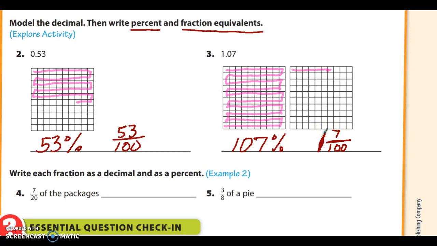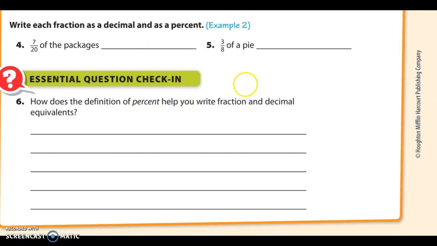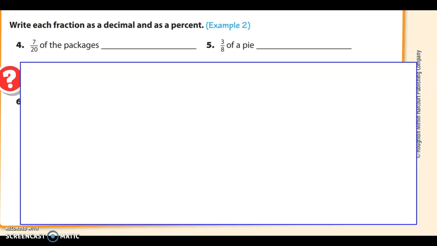All right, moving on. Numbers 4 and 5. It says write each fraction as a decimal and as a percent. I need to show some work here, so I'm actually going to move this up and make myself a whiteboard. And yet again, we face these types of problems where if the denominator is compatible with 100, like 7/20, it's really simple. And if the denominator on the next one is not compatible with 100, it's complicated.